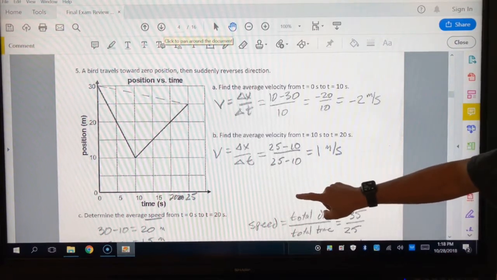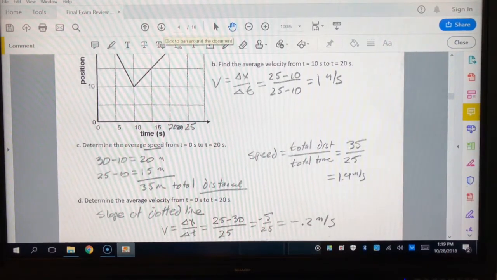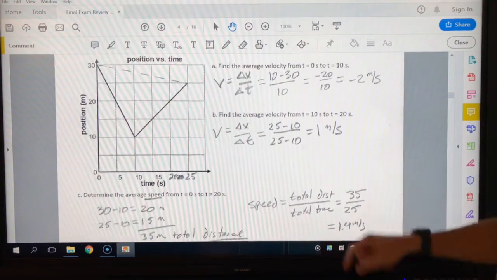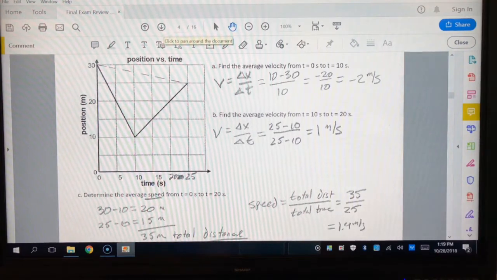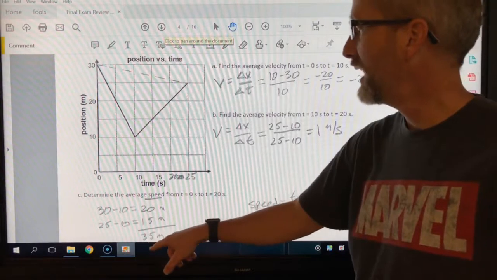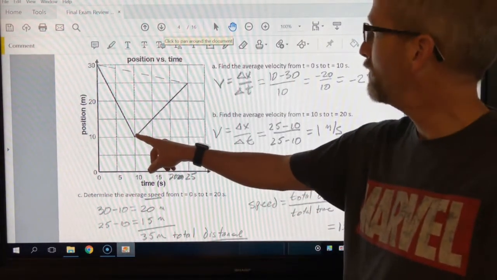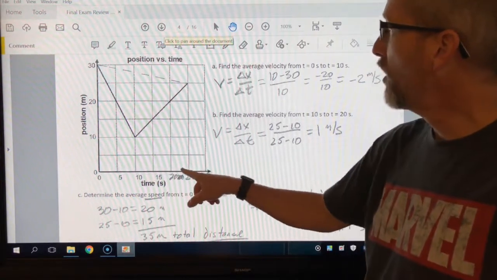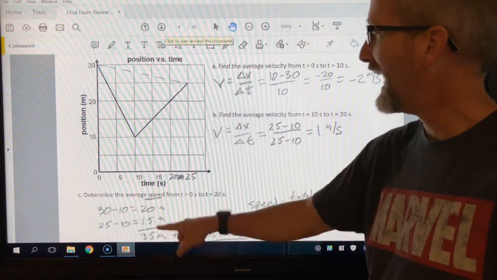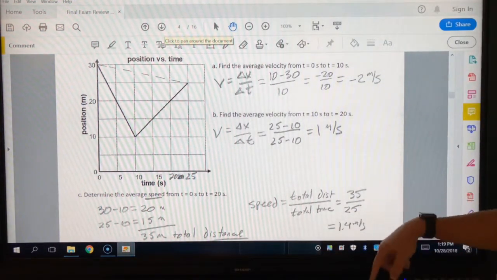The very last thing they want us to do is find the average speed, or the second to last thing, the average speed from 0 to 20 seconds. We need to find out how far this thing traveled at each interval. So from 30 down to 10, it traveled 20 meters. From 10 over to 25, it traveled 15 meters. So we're going to add those two numbers together, and our total distance is 35 meters.